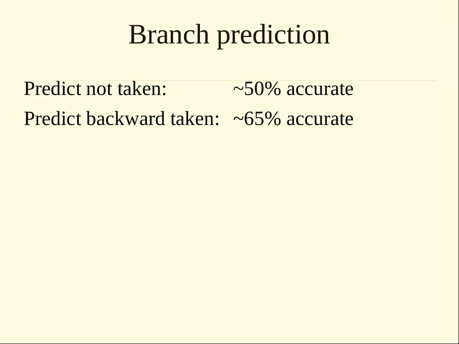Backwards taken is actually 65% accurate. In other words, if the address is previous, aka the offset is negative, you predict taken, otherwise not taken. Why does that increase to 65% accurate? Because of the while loops. Most of your loops are going back. So this actually makes some sense.